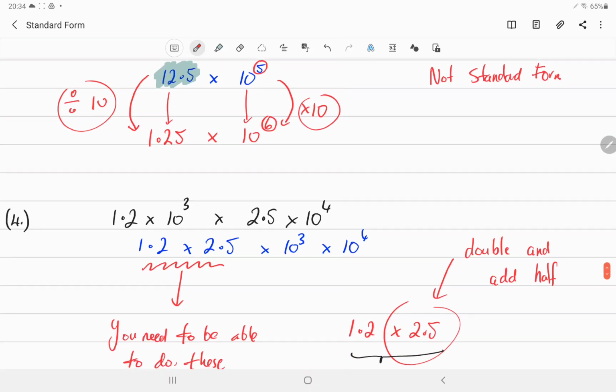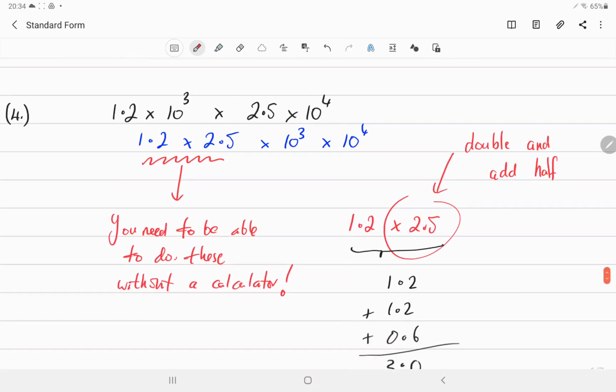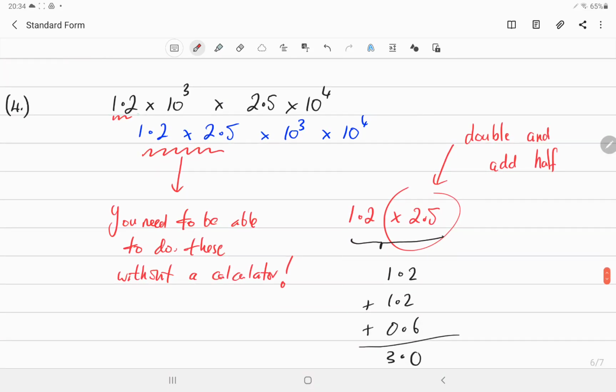Another one here, another multiplication. So number 4, we'll take our 1.2 and our 2.5 and multiply them together. We'll take our 10 cubed and our 10 to the power of 4 and multiply them together. So this should be easy here. 3 add 4 is 7. Now you see this 1.2 times 2.5. You should be able to do that without a calculator. Now whenever we've got two decimals being multiplied together in standard form, this first one mightn't be a straightforward one, but this one should be something that you will have a method for doing.